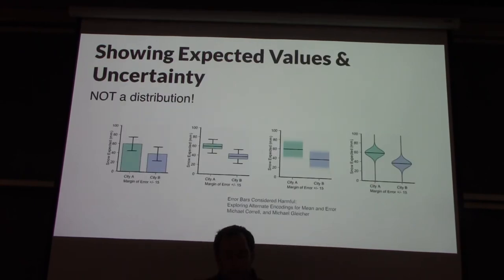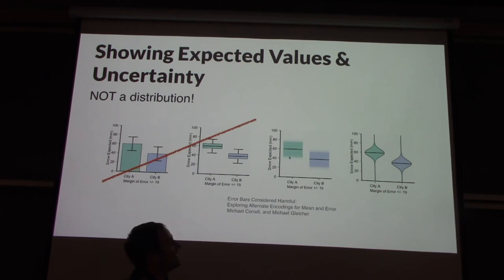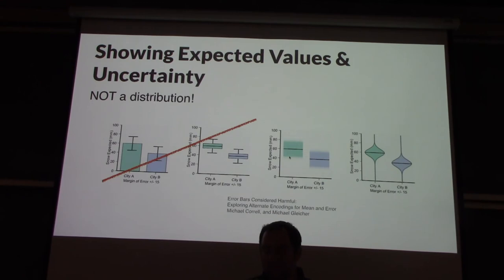If you show some expected value plus uncertainty, so not a distribution, but expected values plus minus some confidence interval, for example, there are four different ways of showing them, and here was a study that compared them. Bar charts with error bars are a bad idea. Box plots are not appropriate because they're not a distribution. What you could do instead is use fading bands, or violin plots, and these are good representations of this kind of expected value plus uncertainty.